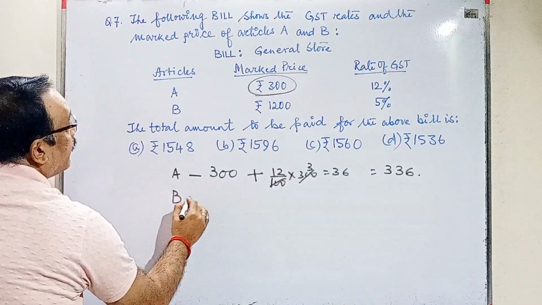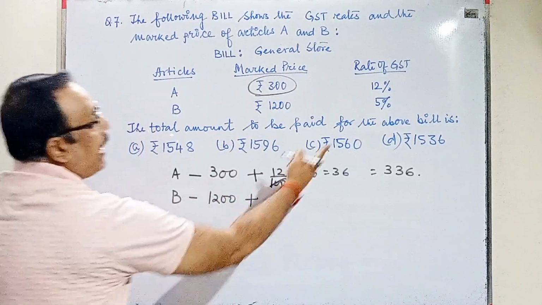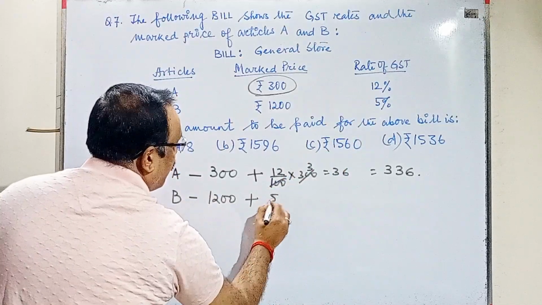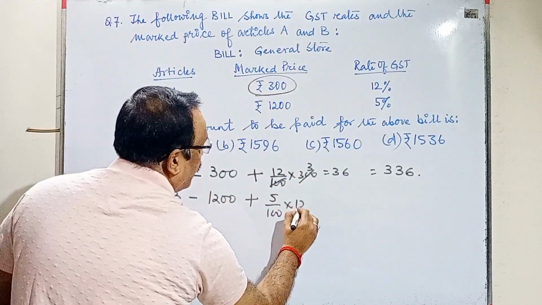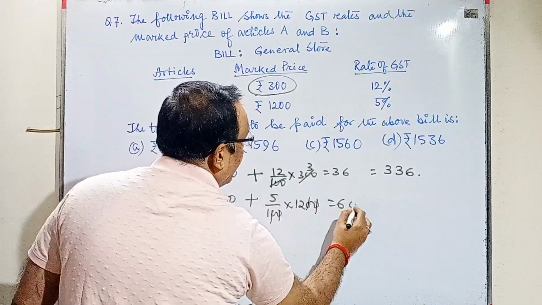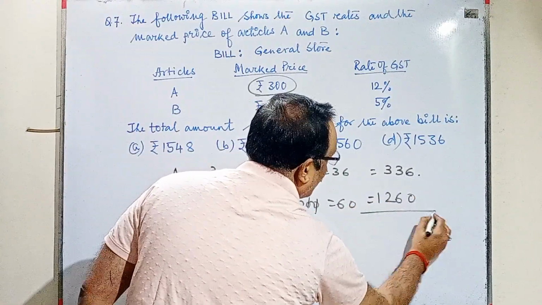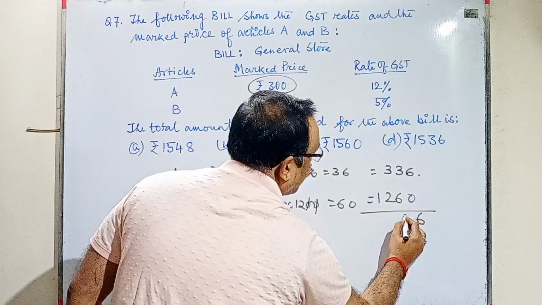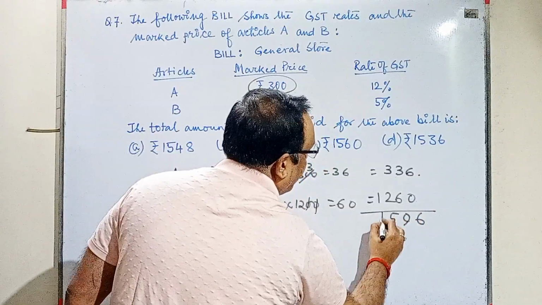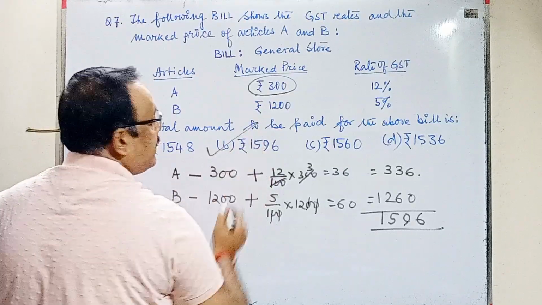For B, the price is 1200. Along with this you will pay GST 5%. So 5 by 100 of 1200. So 5 times 12 is 60. So 60 plus 1200, you will pay 1260. So total amount paid is 336 plus 1260, which is 1596. So 1596, B is the choice.